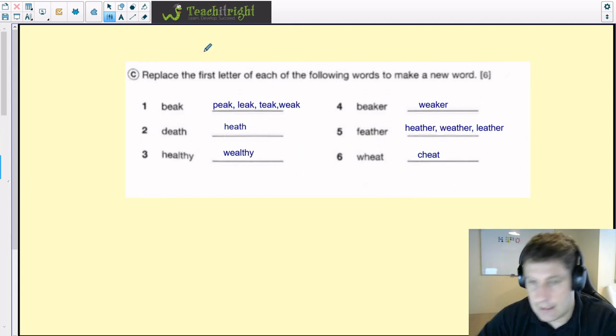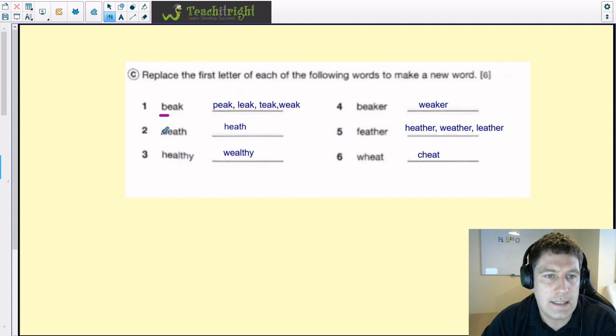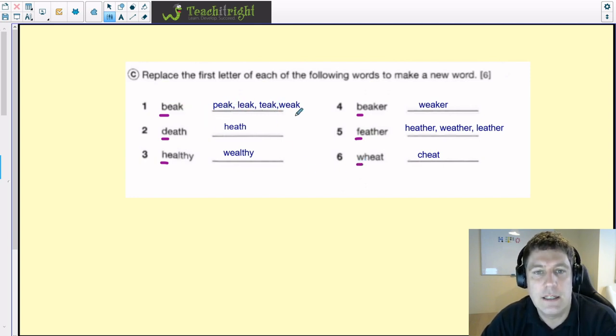Section C, that's underneath. Again, lots of options on this first one. What do we have to do? Replace the first letter of each of the following words to make a new word. So it's the first letter. Just underline the first letter so you know what you're looking at. And there's lots of options on some of these. We've got number 1, you can have peak, leak, teak or weak.